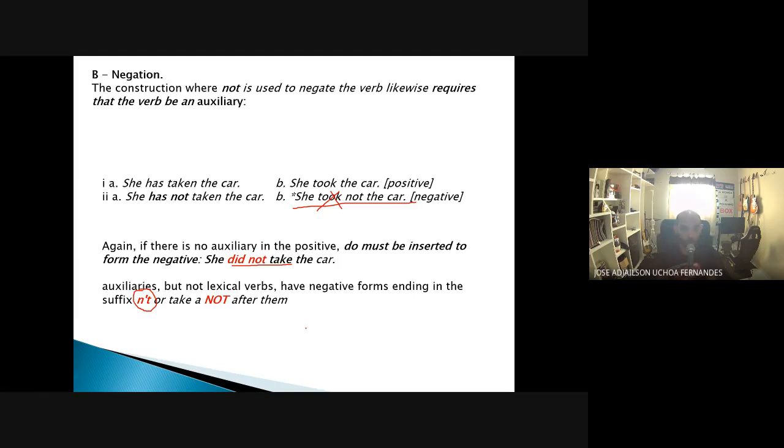Okay, so considering this, the contracted form of not can only be placed after auxiliary verbs, never after main verbs. So again, auxiliaries, but not lexical verbs, have negative forms ending in the suffix n apostrophe t or take a not after them. We never put a not after lexical verbs.